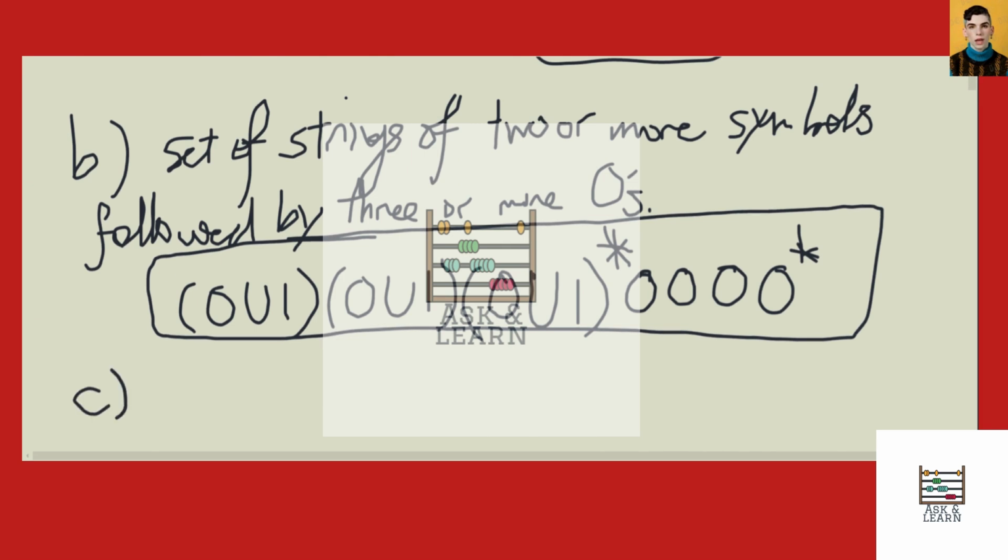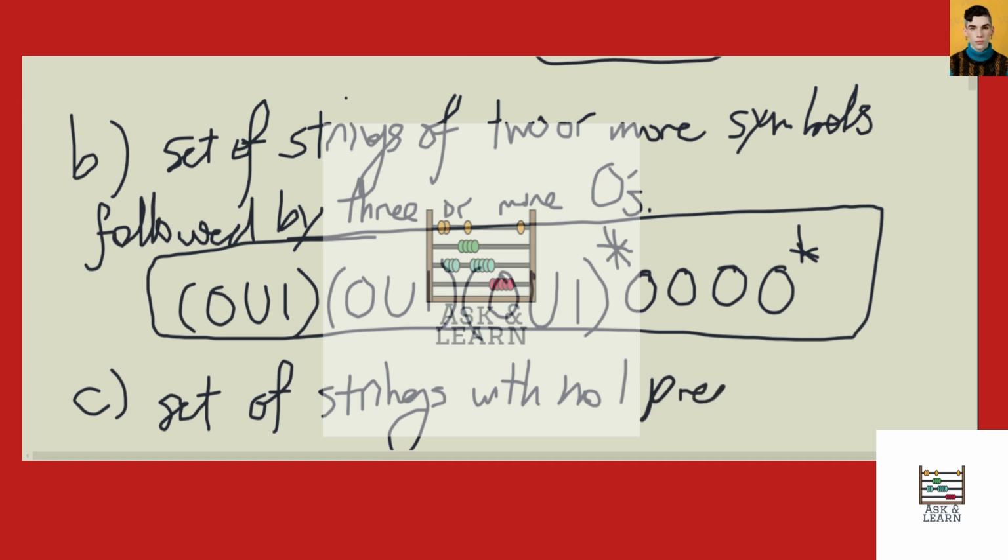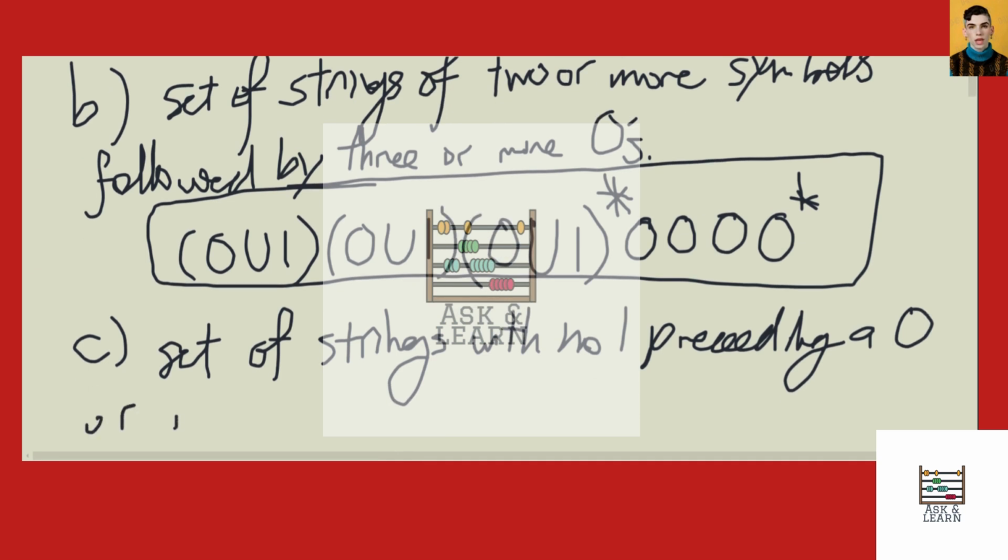In part C, we're given the set of strings with either no 1 preceding a 0 or no 0 preceding a 1. So we have the set of strings with no 1 preceding a 0.